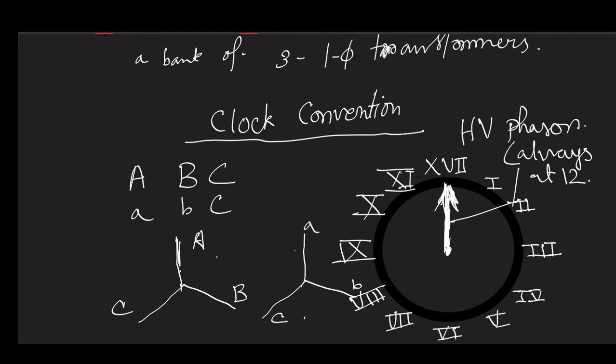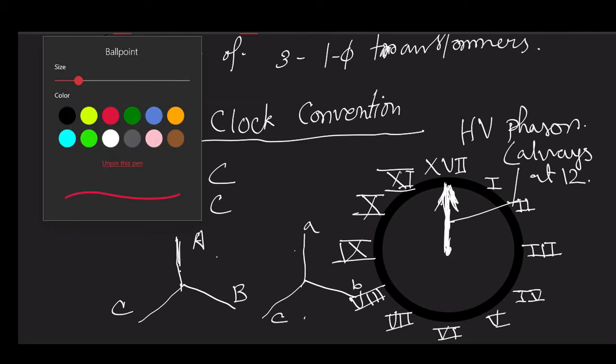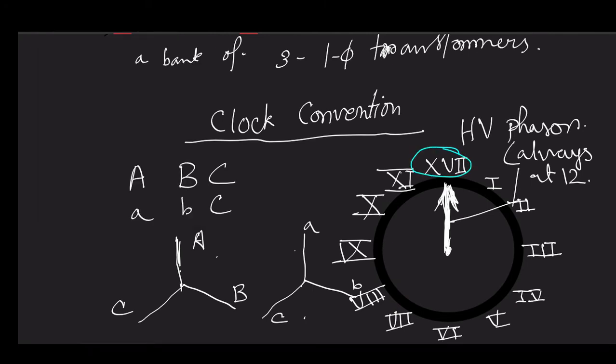Now among these, what are the possible configurations we can have? Both our minute hand and hour hand are perfectly aligned. This hour hand indicates our LV winding. So they are perfectly aligned and we call it the 12 o'clock configuration. This is not only true for star, for delta also you can have it. For delta and zigzag also we can have it.